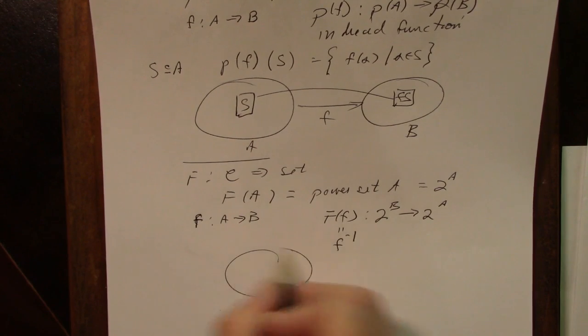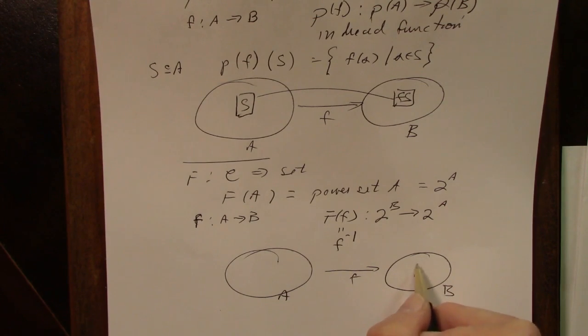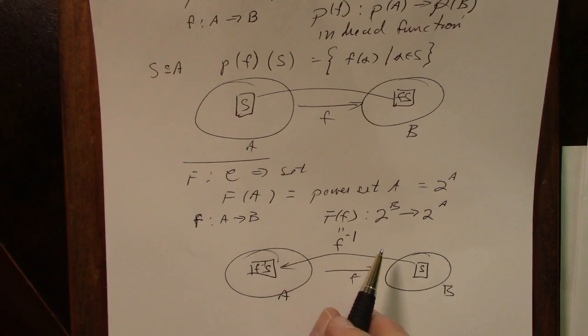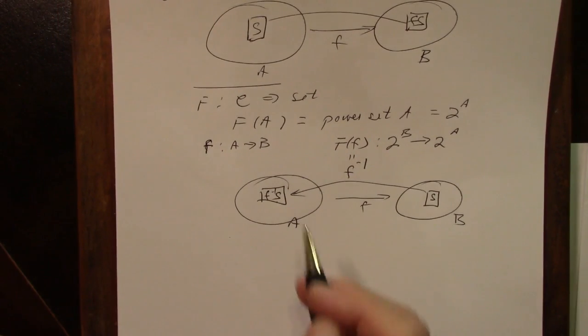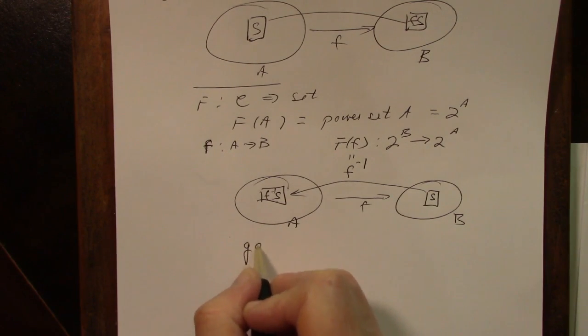So again, with our picture, A, f, B, sets over here, S gets sent back here to f inverse of S by just finding everything in A that's mapped to S, and that's f inverse of S. So there's no requirement of injectivity or bijectivity or anything like that. Okay. So this guy is contravariant, and the composition rule is this.